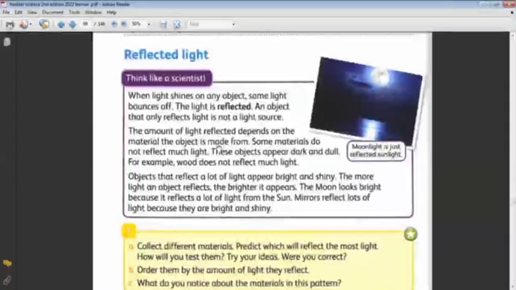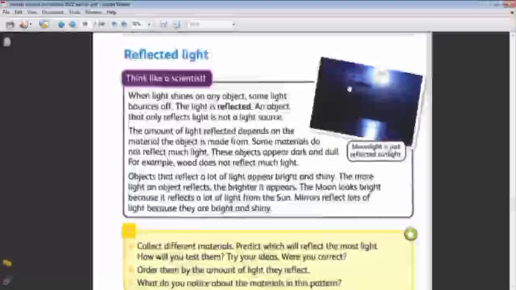If it is made from a material which can reflect the light, it will reflect the light like the metal. If it's made of a material that doesn't reflect the light, then the light will not be reflected. So some materials don't reflect much light. So these objects always appear dark and dull, like the wood, like the paper, like the fabric. They don't reflect much light.